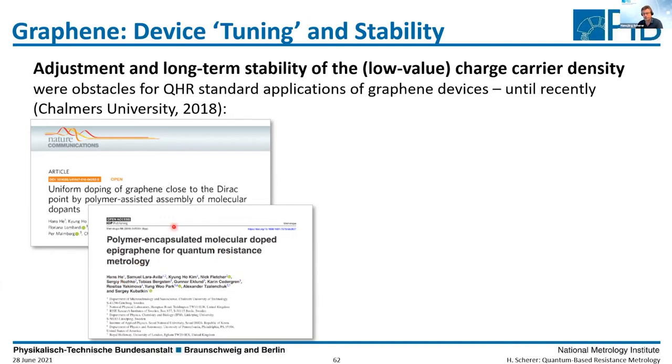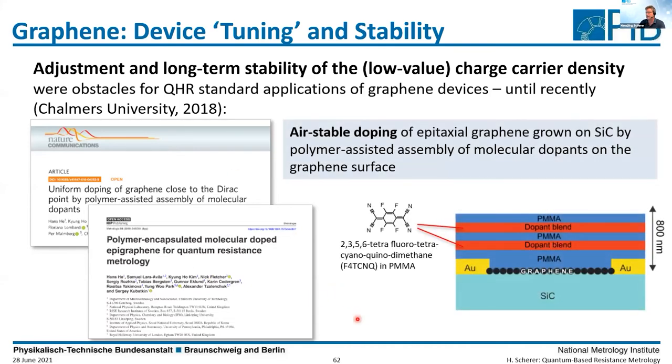As I said, it was from Chalmers University. Here you see the screenshots of the original papers. I will not go into the details here, but here you see how you do it. You have your graphene on silicon carbide. So this is all epitaxial graphene that is grown from silicon carbide. And then you have a resist layer, and then a dopant blend in certain layers of this resist with a special chemical compound, which I will not read the name of, which we abbreviate F4TCNQ, which is then embedded in this PMMA resist. And by doing this properly, you can ensure that your device has a well-tuned carrier density and is stable too.